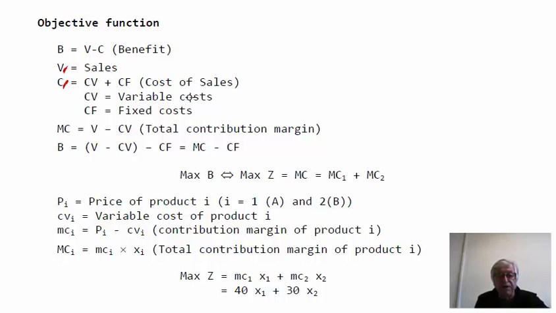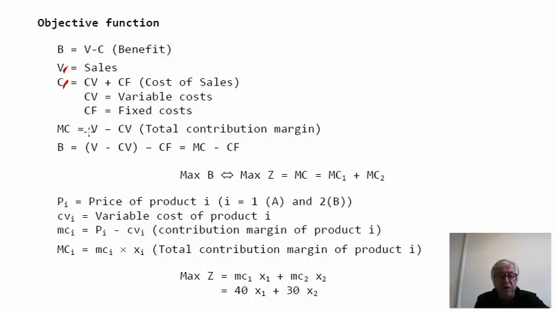So variable costs are costs that depend on the quantity produced, for example, raw material. While fixed costs are, for example, the maintenance of the machines, or the rent that we pay for the building. So they are more or less fixed.